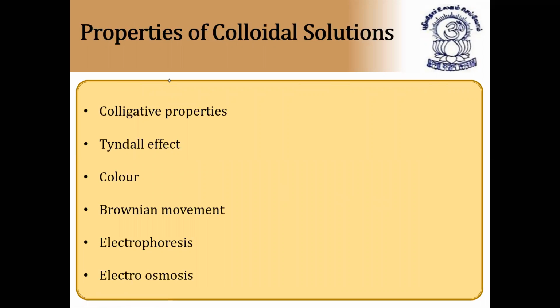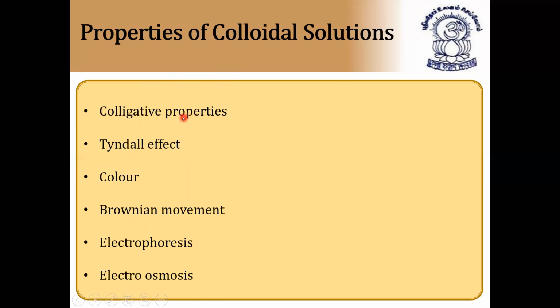Next, properties of colloidal solution. So far we have done preparation of colloids and purification of colloids. Next we have properties of colloidal solutions. In today's class we have discussed preparation of colloidal solutions by chemical methods and physical methods. Purification is done mainly by three methods: dialysis, electrodialysis, and ultrafiltration. Now we'll see the properties: colligative properties, Tyndall effect, color, Brownian movement, electrophoresis, and electroosmosis. Now we are going to discuss all these properties.